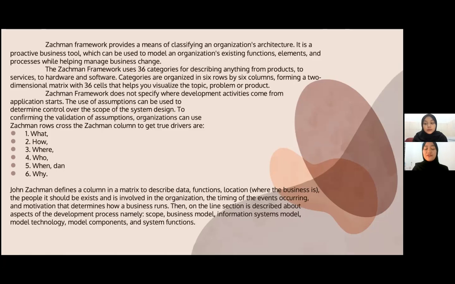John Zachman defines a column in a matrix to describe data, function, location, and the people who should be accessed and are involved in the organization, the timing of the events occurring, and motivation that determines how a business runs. Then the row section describes aspects of the development process, namely scope, business model, information system model, technology model, components model, and system functions.